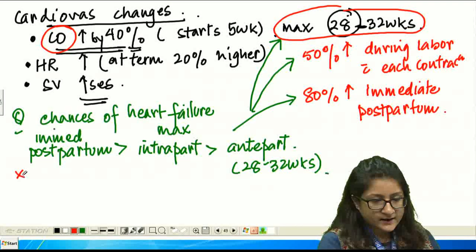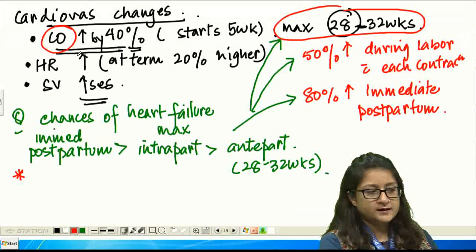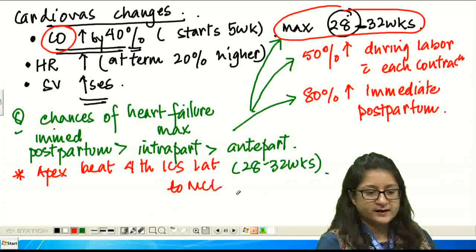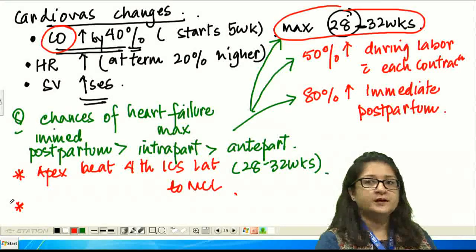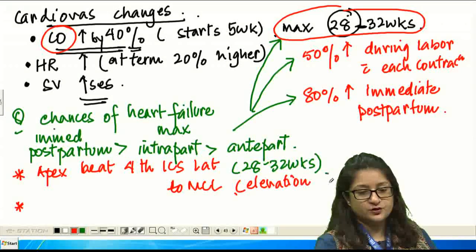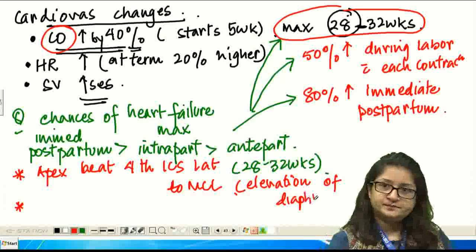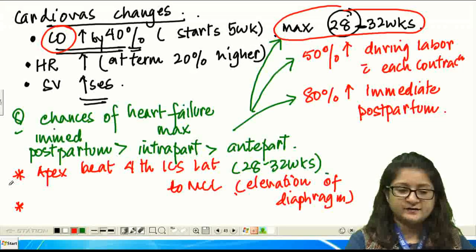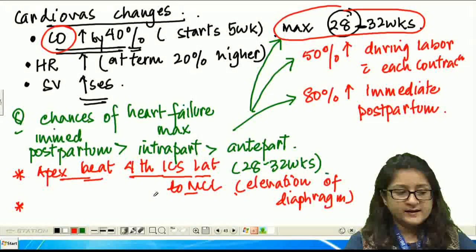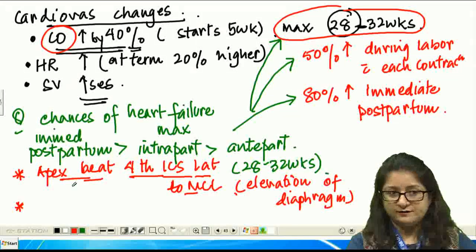Another important point is that the apex beat of the heart usually shifts to the fourth intercostal space, lateral to the mid-clavicular line, because there is lifting of the heart due to the elevation of the diaphragm. That is why the apex beat is shifted to the left. But very importantly, this is not an abnormal finding in pregnancy.